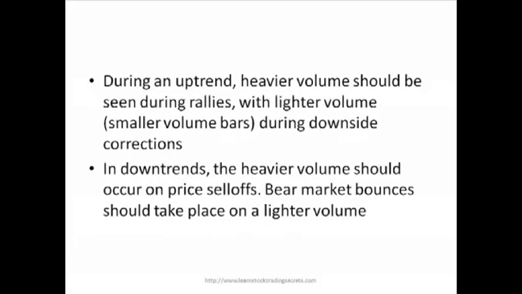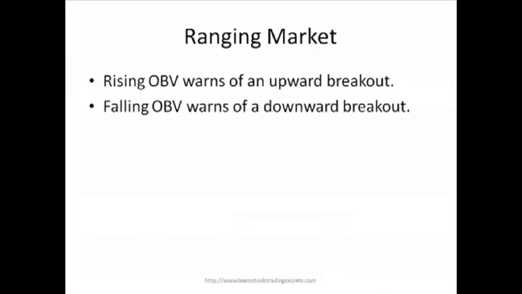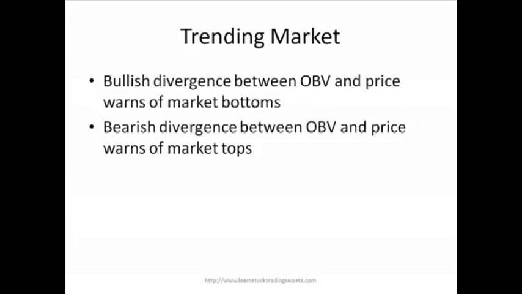During an uptrend, heavier volume should be seen during rallies, with lighter volume, smaller volume bars, during downside corrections. In downtrends, the heavier volume should occur on price declines. Bear market bounces should take place on a lighter volume. In a ranging market, rising OBV warns of an upward breakout, while falling OBV warns of a downward breakout.